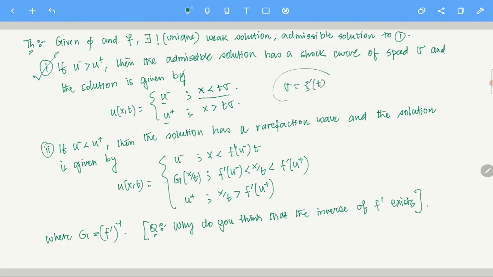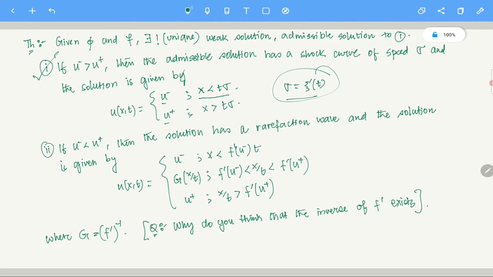That's the speed, right? Okay, so what is happening here is that this whole solution is set up in such a way that it has to satisfy the Rankine-Hugoniot condition. This is the Rankine-Hugoniot condition, right? If you want, you can just write it down: f of u plus minus f of u minus, by u plus minus u minus, that is xi prime of t.